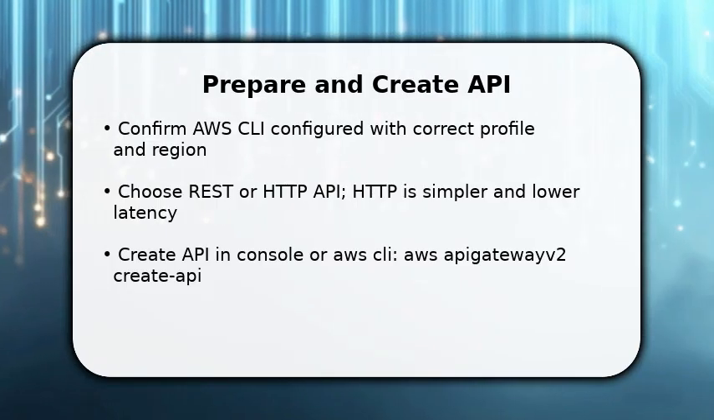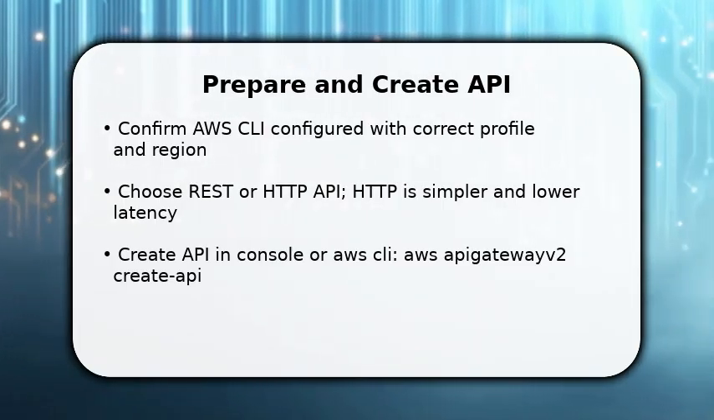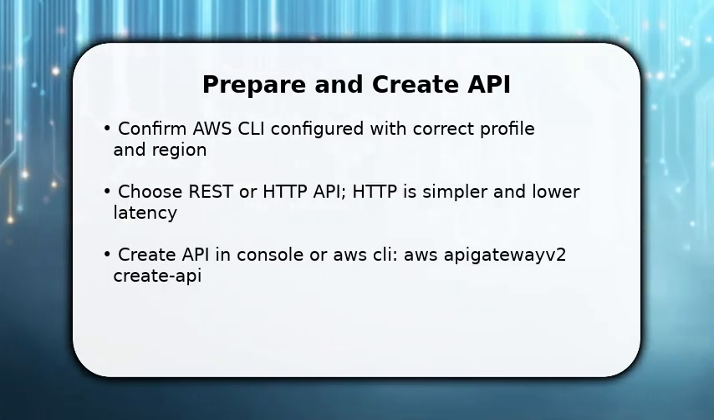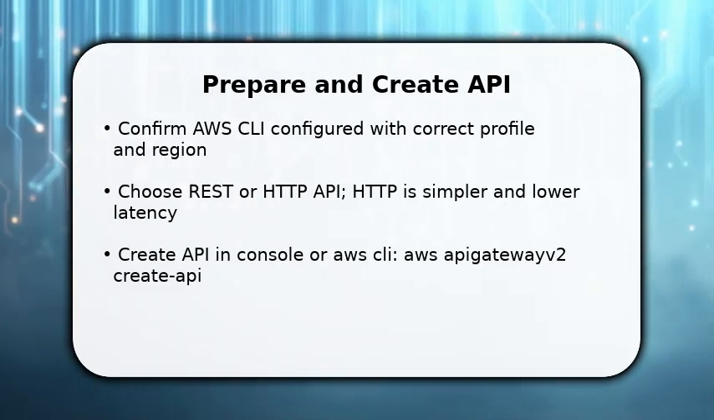You start by verifying your credentials and region so requests actually go where you expect. Once done, pick HTTP API for minimal overhead or REST if you need advanced features. Next, create the API using the console or AWS CLI.